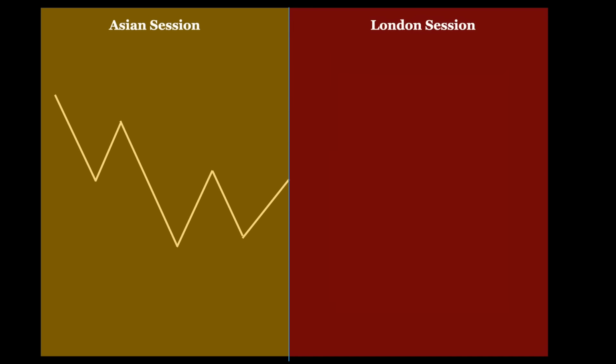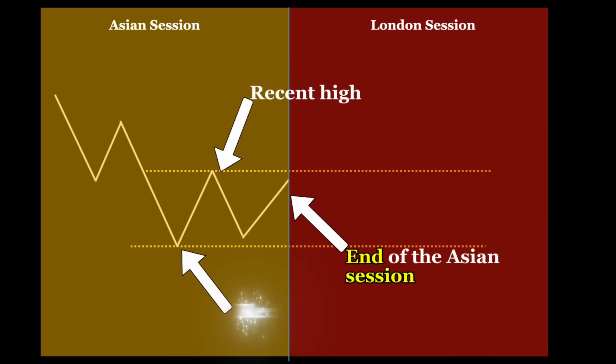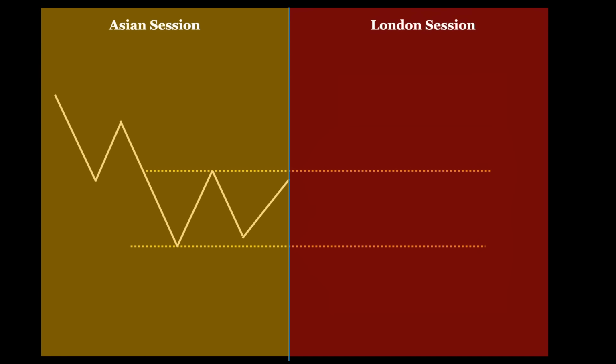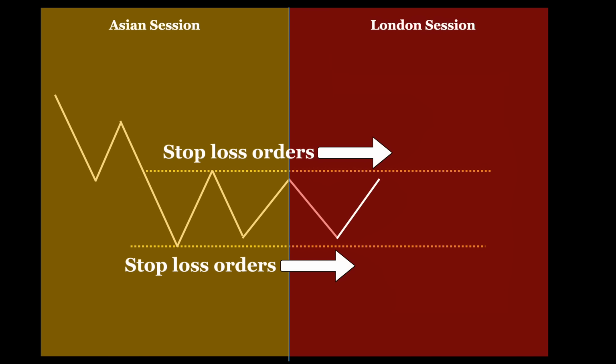Now let's look at the bullish version. Again, this is the end of the Asian session. We mark the recent high and low. These levels form what's known as the accumulation phase. For algorithms, these aren't just levels, they're liquidity zones, loaded with stop losses and limit orders, and that's what smart money hunts.